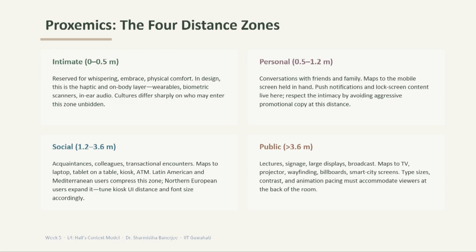Now comes the personal zone, which ranges from 0.5 to 1.2 meters. Conversations with friends and family map to the mobile screen held in hand. Push notifications and lock screen context live here. Respect the intimacy by avoiding aggressive promotional copy at this distance. Then the social zone, which is 1.2 to 3.6 meters.